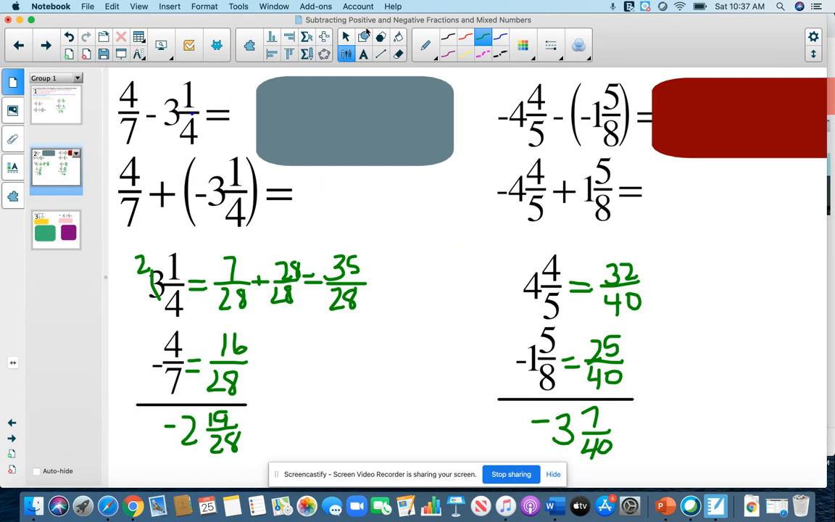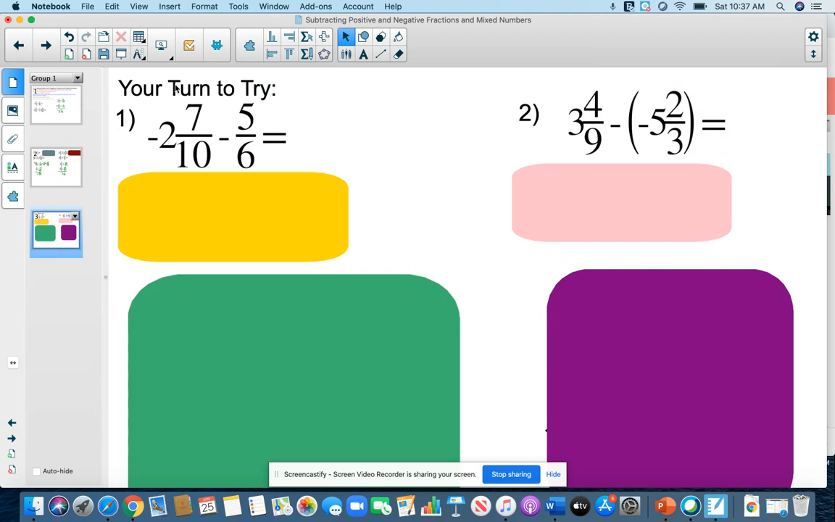All right, it is your turn to try, so we'll move to the next slide. So your turn to try, you have to do the problem. Number 1 is negative 2 and 7/10 minus 5/6. So you can go ahead and pause the video and you can try this problem, and then I will go over the answer once you have completed it. Restart the video.